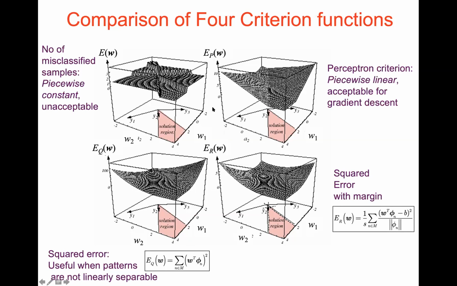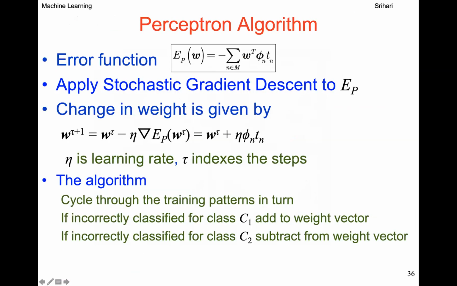So the space is W1 and W2, and we are plotting E(W). What is the shape of this E(W) function? The sum of squared errors, EP, the perceptron of W, or EQ, which is the squared error with margin, and so on. So the perceptron algorithm is, again, stochastic gradient descent that can be applied to this. The change in weight is given by W(t+1) equals W(t) minus eta times the derivative of EP at W(t), and that has this form. And the algorithm is to cycle through training patterns.